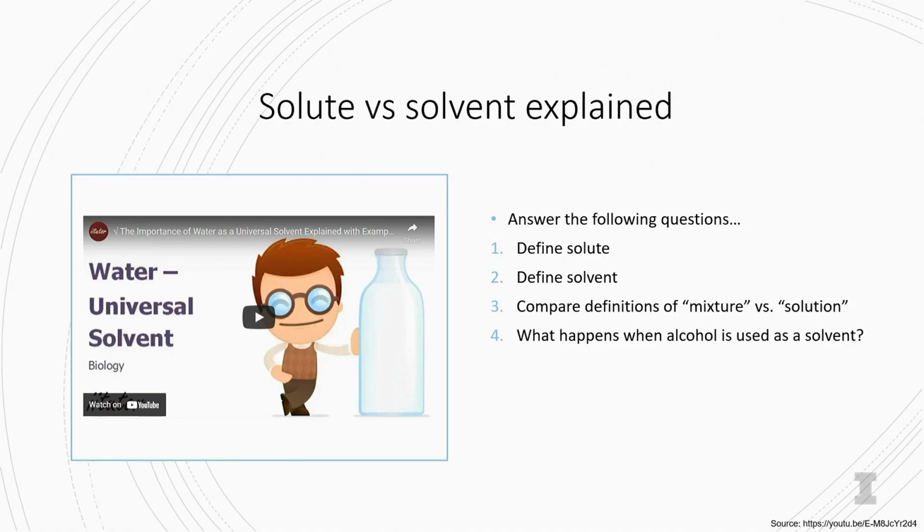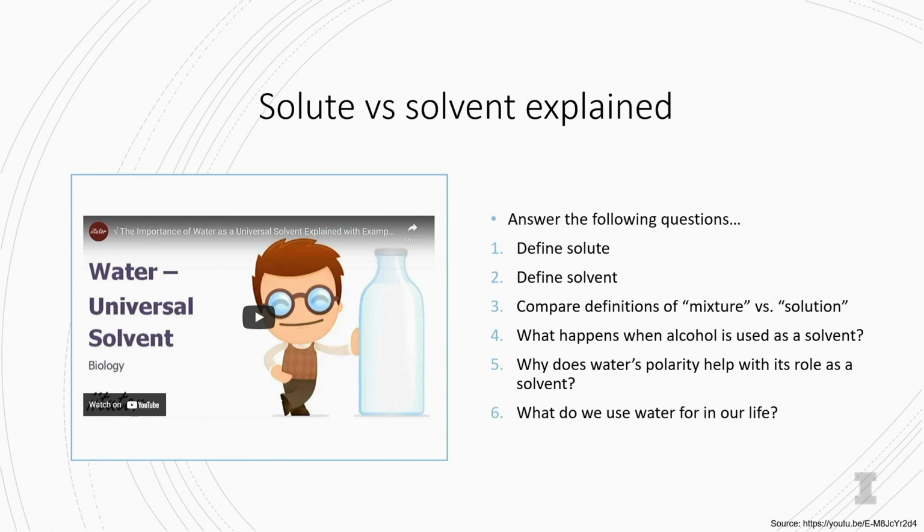Like for example, if we have something that has alcohol as a solvent that we're rubbing on our hands versus something that has water as a solvent that we're rubbing on our hands, what happens differently? Why does water's polarity help with its role as a solvent? And what do we use water for in our life? What I want you to do is watch this video before continuing.